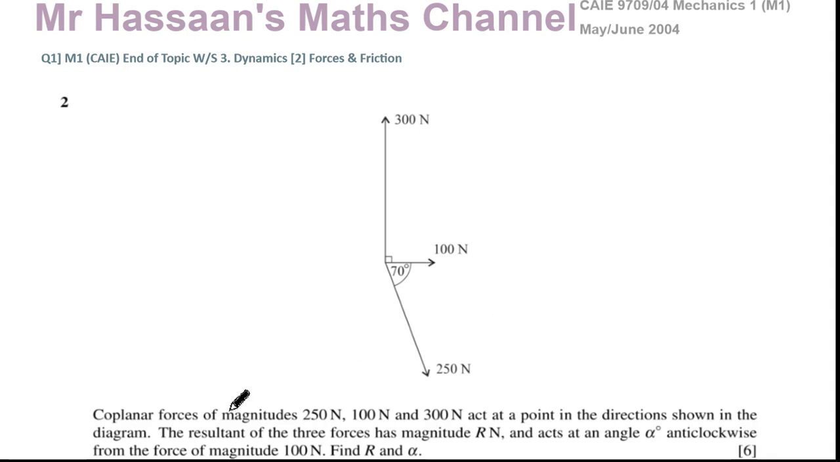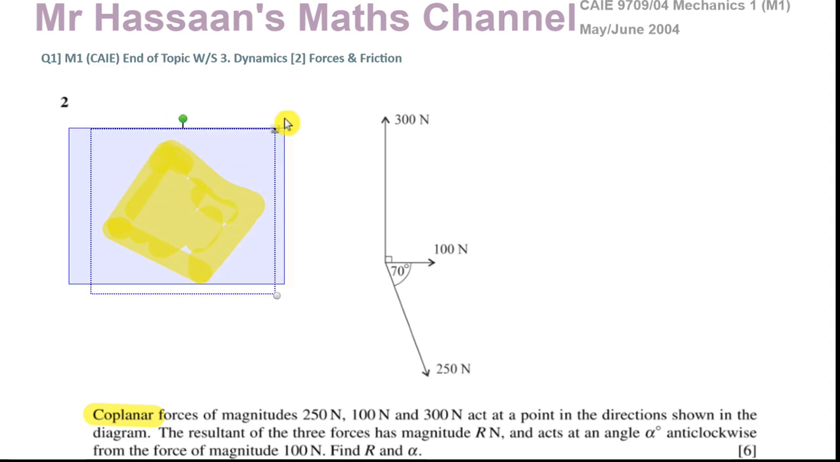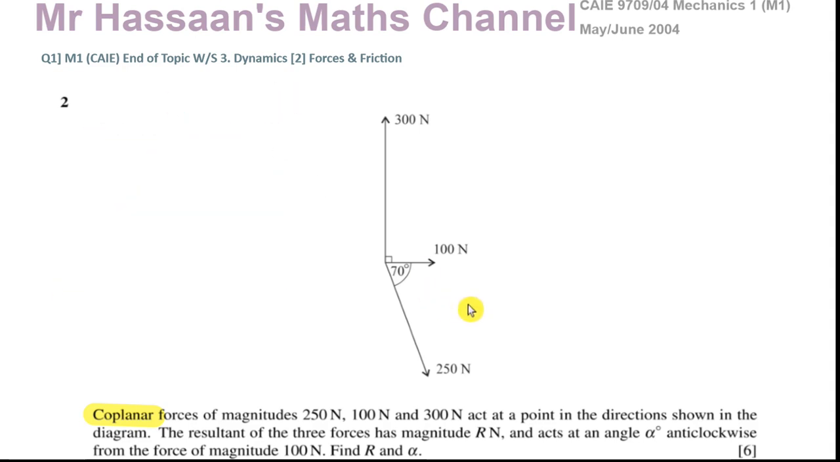So it says coplanar forces of magnitudes 250, 100 and 300 newtons act at a point in the direction shown in the diagram. So coplanar means that they're acting in just 2 dimensions. It's not 3 dimensional. If there was a flat surface, they'd be acting on that flat surface. They're not going out in different directions in 3 dimensions, just in 2 dimensions, like on a horizontal surface, you could say. So they are shown in the diagram.